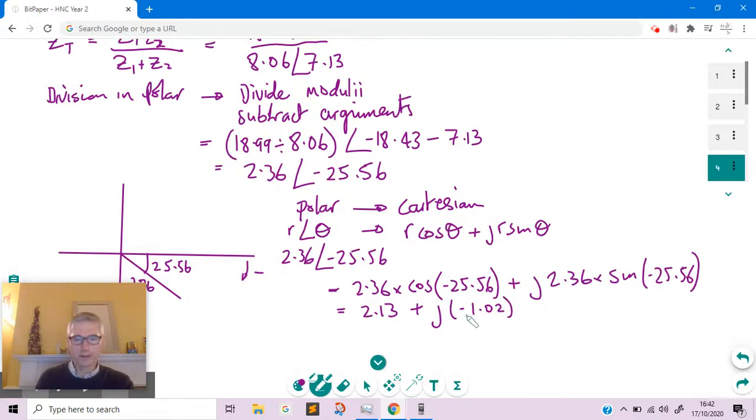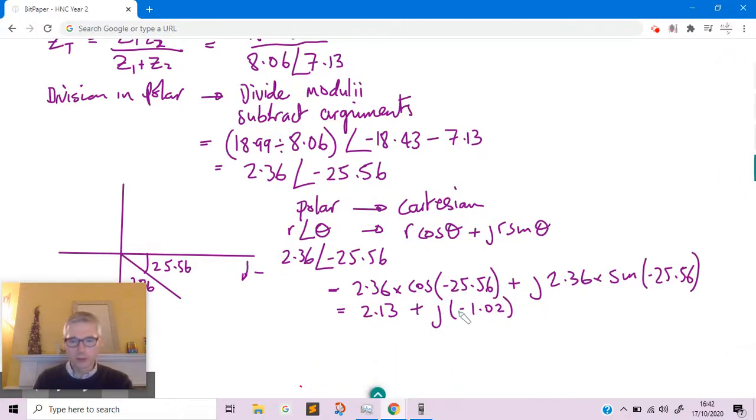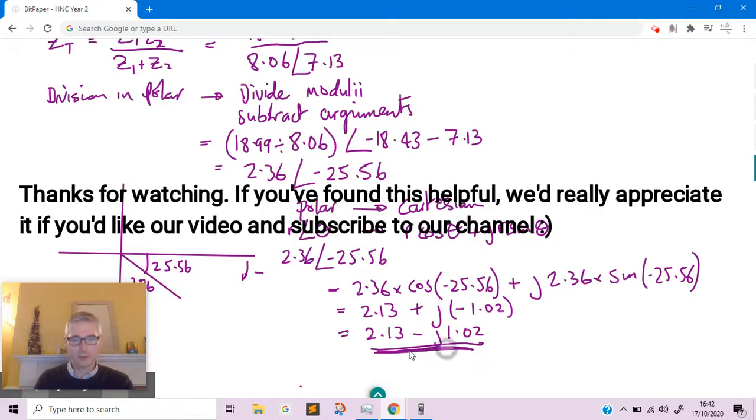And I've just put that in a bracket because I just need to do something with that bit at the end there. So the minus sign here, I'm just going to bring in front of the j and replace the plus there. That's going to be 2.13 minus j 1.02. And that's it, we've done it.